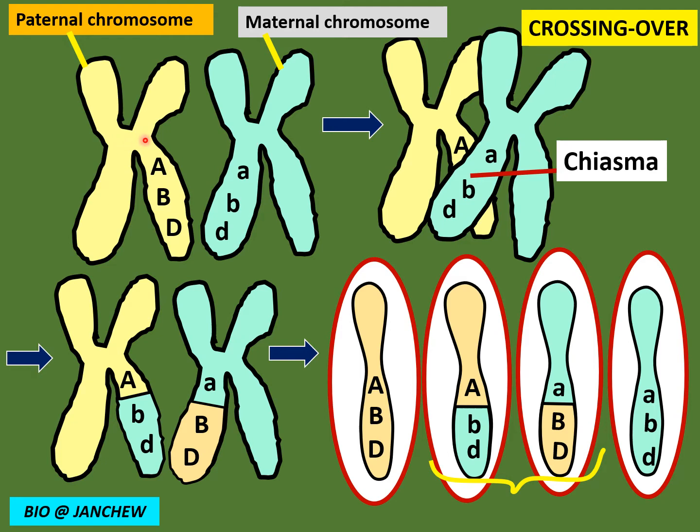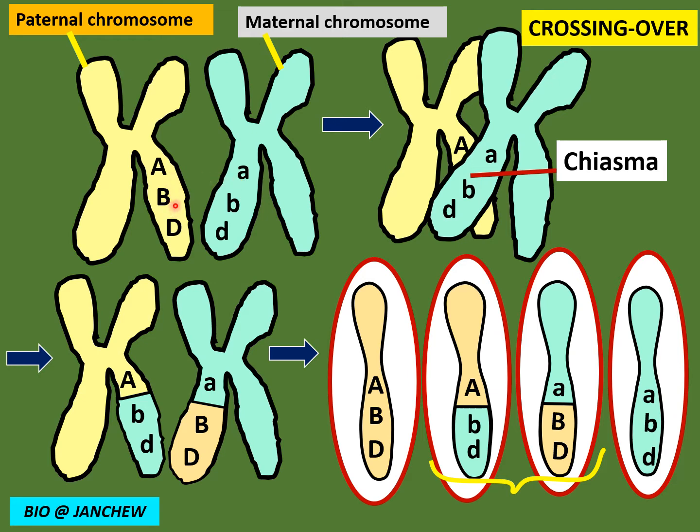So the father's chromosome contains or carries some dominant alleles, which is a version of a gene. And then the mother's chromosome contains or carries some recessive alleles. All right. For example, maybe father has black hair and mother has yellow hair, as an example. Okay, the yellow hair allele is a recessive allele. The black hair allele is a dominant allele.